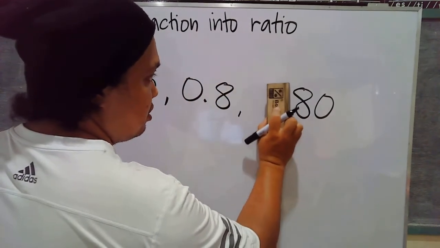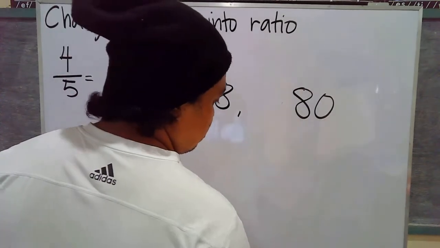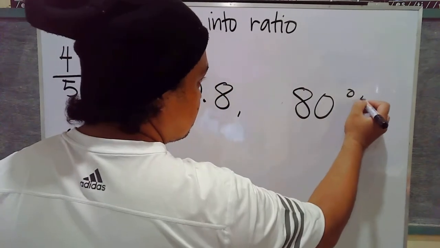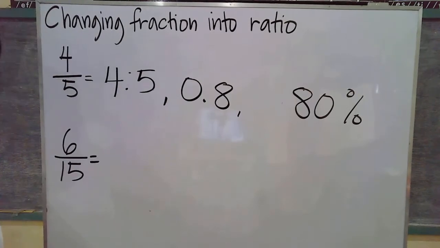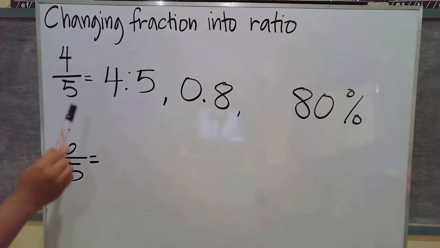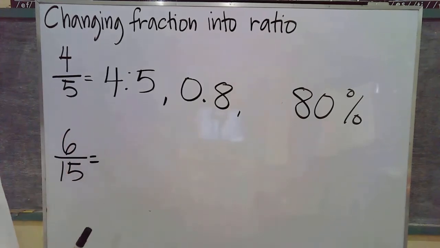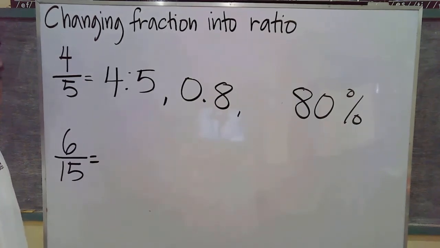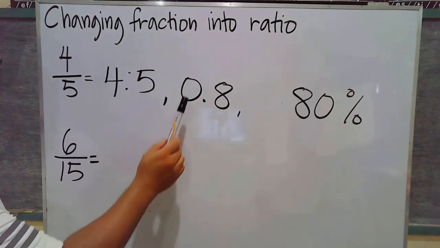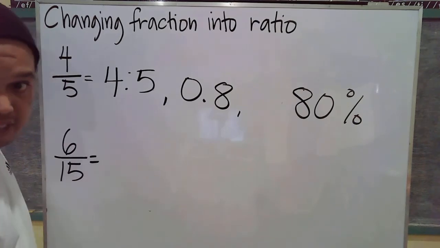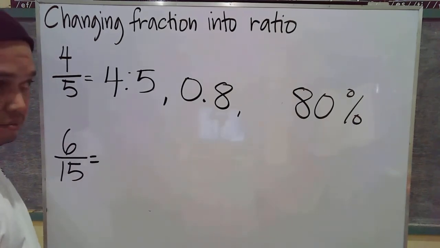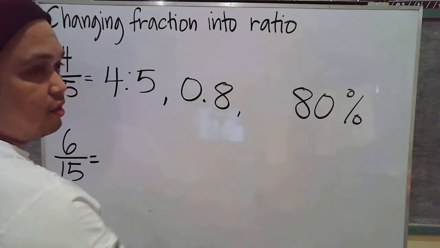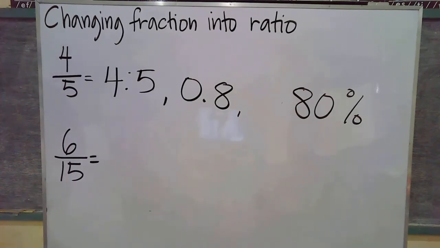Change the decimal point into percent symbol. Okay. So we have now 4 forms of the number. 4/5 for its fraction form, 4:5 for its ratio. We have 0.8 for its decimal form, and we have 80% for its percent form.